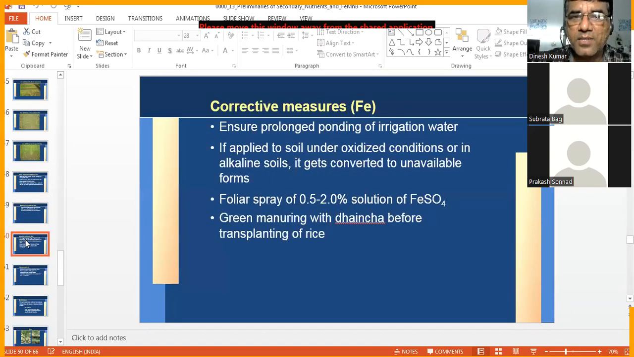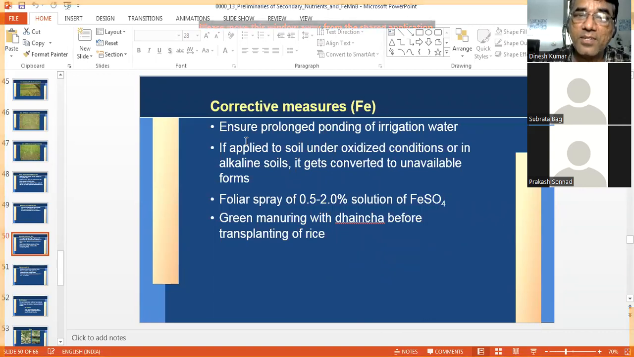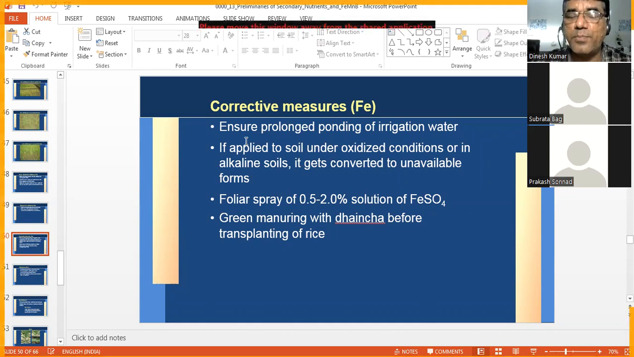Then corrective measures, what can be done? One is to ensure prolonged ponding of irrigation water. But this can be done in rice and some aquatic crops. But can you do it for groundnut or soybean? You cannot do it. So what can be done in groundnut and soybean? Spray iron sulfate. Foliar spraying of iron sulfate can be done.